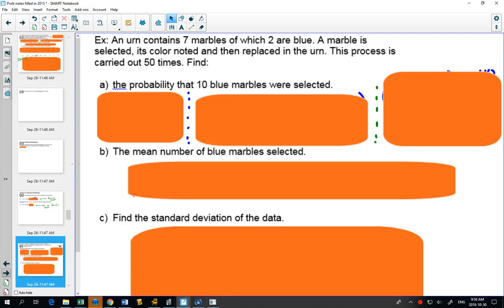So an urn contains 7 marbles, of which 2 are blue. Aren't urns what you put ashes in? Yes. So you're playing as a kid. You're like playing the fun game of hide the marbles.